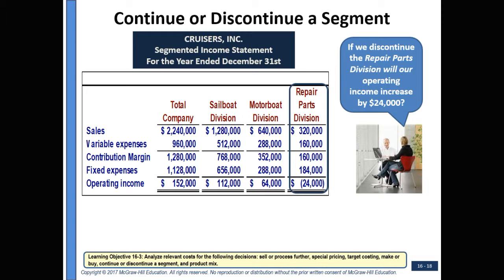Another thing that we regularly have to consider is continuing or discontinuing a segment. We talked about that a little bit with the repair parts division in a prior chapter. Operating income from cruisers is in total $152,000. Notice that the repair parts division is showing an operating loss. Why not just discontinue the repair parts division and increase operating income by $24,000? That's kind of what a snapshot, off-the-cuff look would suggest.